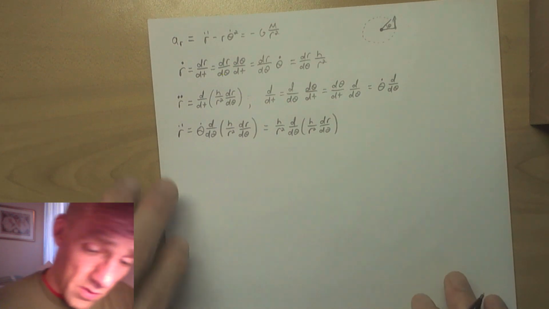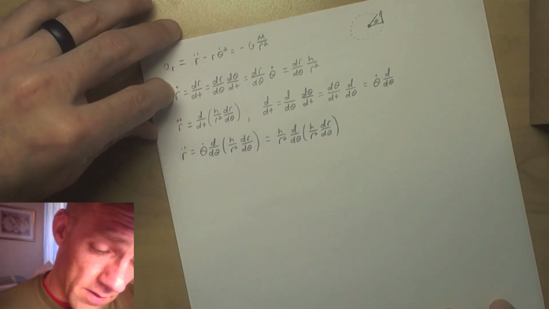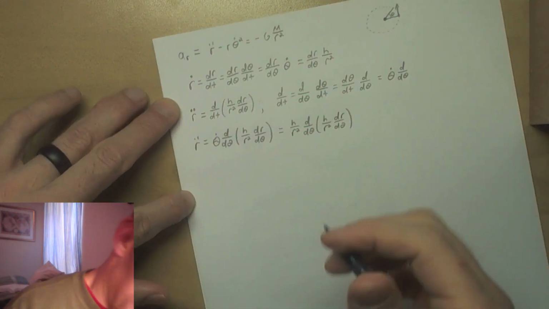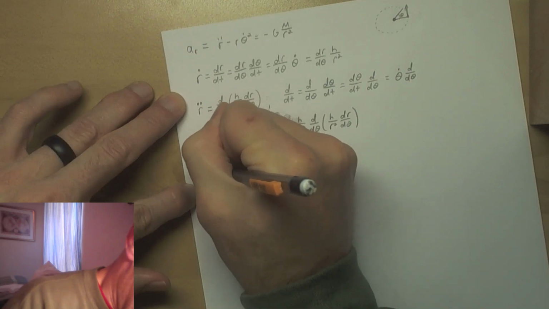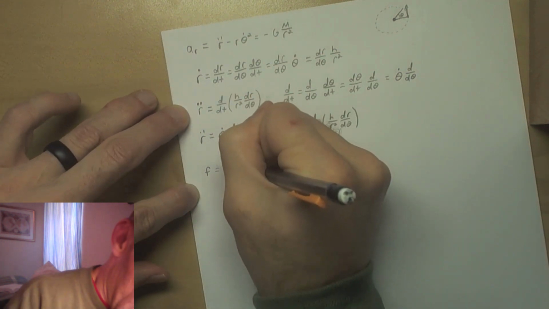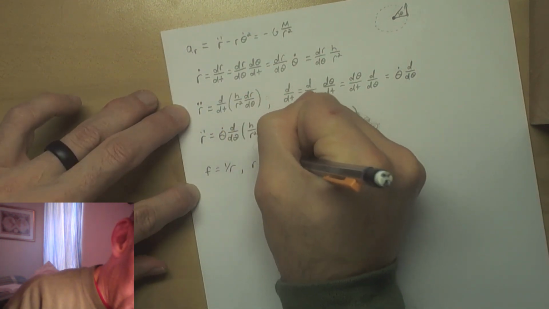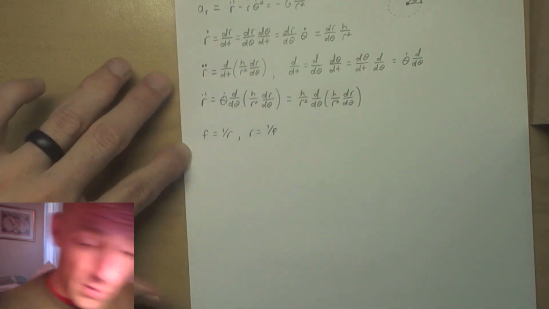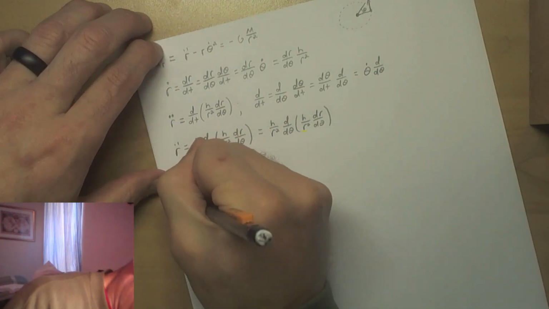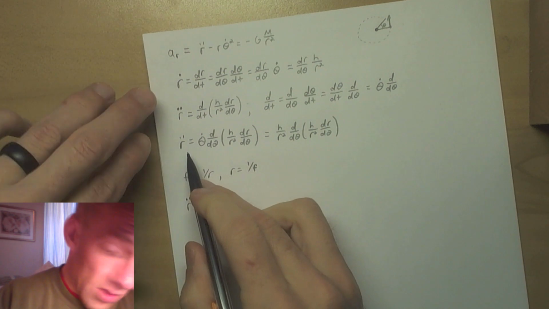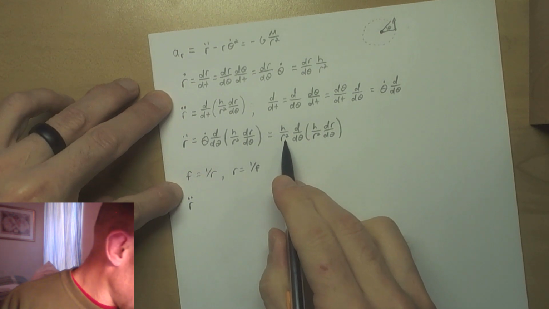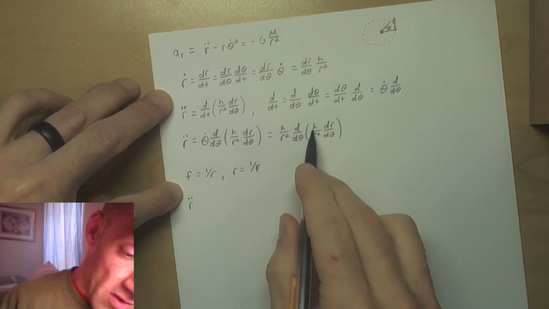Now we're going to introduce a change of variable. The book uses a Greek letter that I can't draw, so I'm just going to use f because it kind of looks like it. So f is equal to 1 over r, and as a consequence r is equal to 1 over f. So we can plug this into this equation here for r double dot. Now h is a constant, so it can come out.